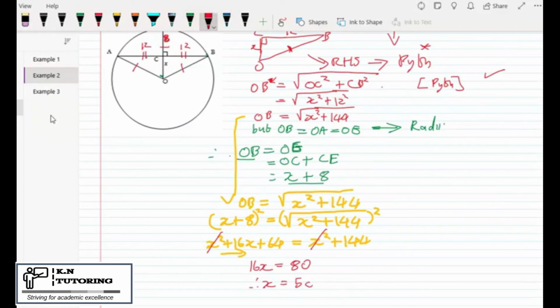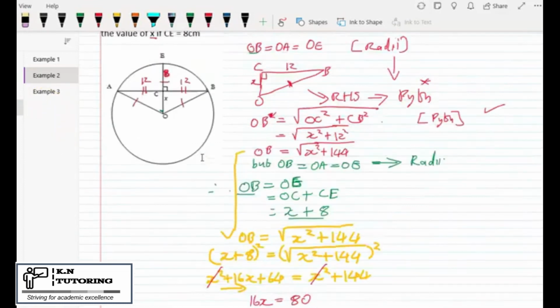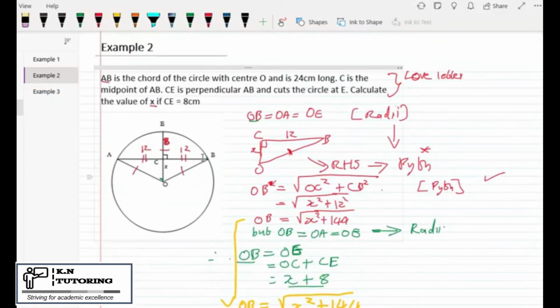So it's 5 centimeters. And that concludes this problem. Very, very interesting question, very important question. You will most likely, 95% of the time, be asked a question like this in an examination. So you need to know your basics.